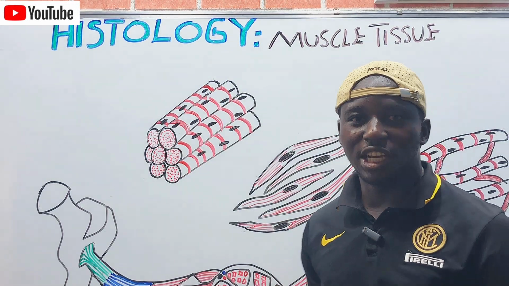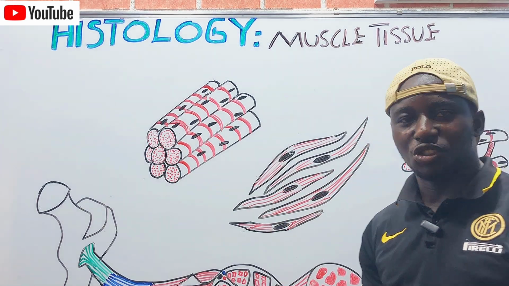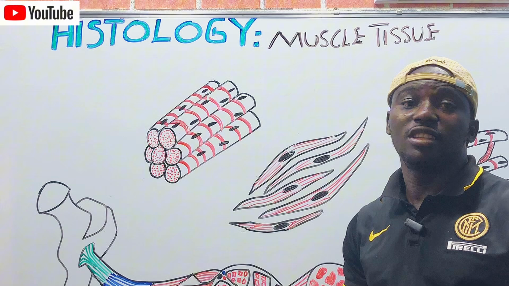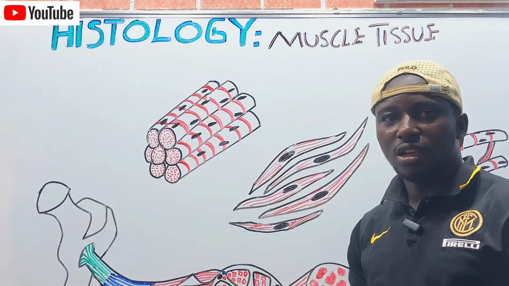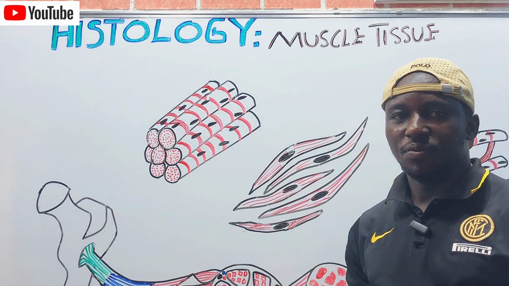Welcome to Everything Medical. In today's video, we shall be taking a good look at the histology of the muscle tissue. The muscle tissue is one of the basic tissue types of the body. Histologically, they are classified into three types.